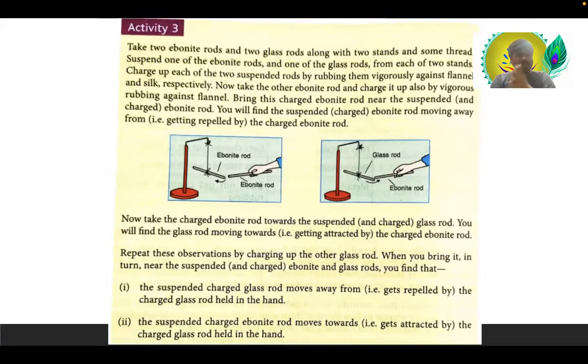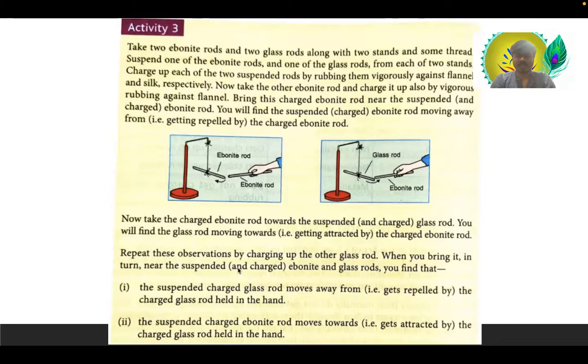So it is told in the activity that you have to take 2 ebonite rods and 2 glass rods, along with 2 stands and some thread. The rods charge up each other by rubbing them vigorously against flannel and silk respectively. Now what you do is rub the ebonite and glass rod. After rubbing, you take the charged ebonite rod towards the suspended glass rod. You will find the glass rod moving towards the charged ebonite rod.